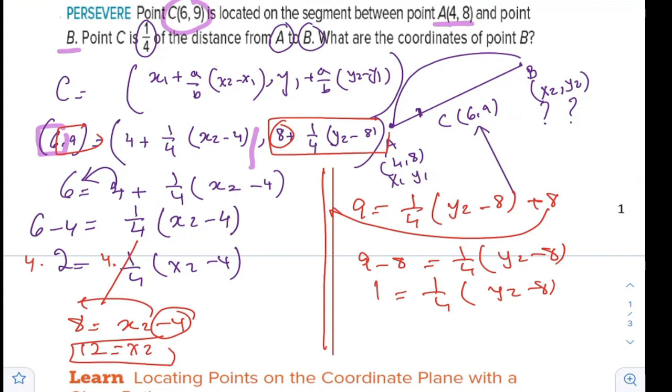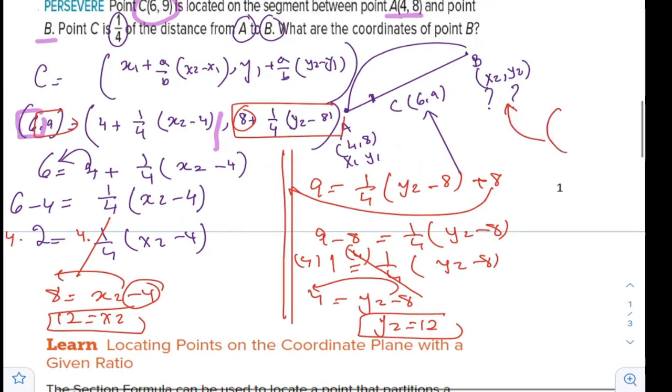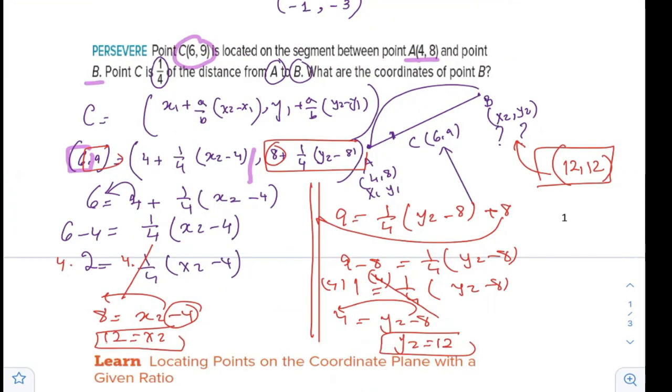And then if you multiply by 4 both sides, then 4 is y2 minus 8, adding 8 to both sides, so y2 is 12 as well. So my B is 12 and 12. Here we found the terminal point. Great, so we have solved a question directly when we have the fractional distance and we want to locate the point. Now, case 2 here, we found the terminal point when we have a fractional distance and the initial point. Remember this.